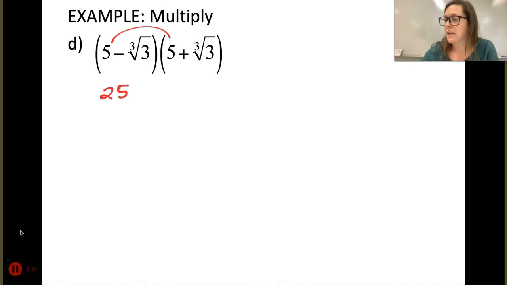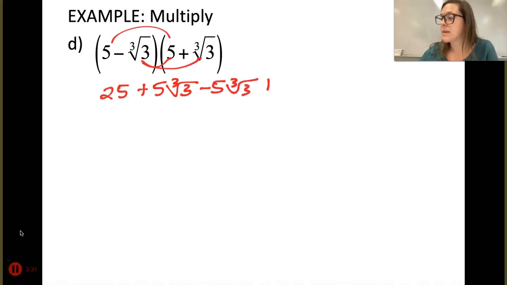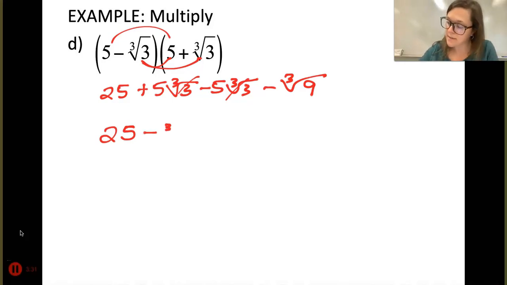So 25 plus 5 cube roots of 3, then we get negative 5 cube roots of 3, and then on this last, I'm going to get a cube root of 3 times 3, which is 9, which is the cube root of 9. I can't simplify it, so just leave it. Middle terms cancel, so I'm left with 25 minus, right, because it's a positive and a negative, minus a cube root of 9, and that's our final answer.